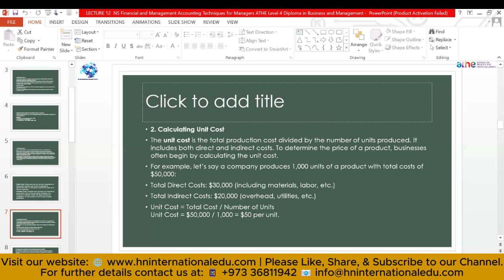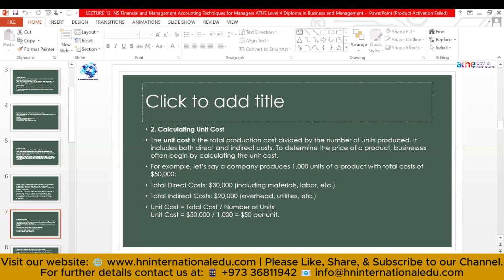To determine the price of a product, that is to exactly know what price we are going to label the product, businesses often begin by calculating the unit cost. For example, let's say a company produces 1,000 units of a product with a total cost of $50,000 itself. Total direct cost is $30,000, which means including materials, labor, everything. What is this? Directly affecting the production. Indirect cost is $20,000, which is overhead, utilities, etc. By amalgamating, adding up, we get $50,000 in total. That is what the total cost is.